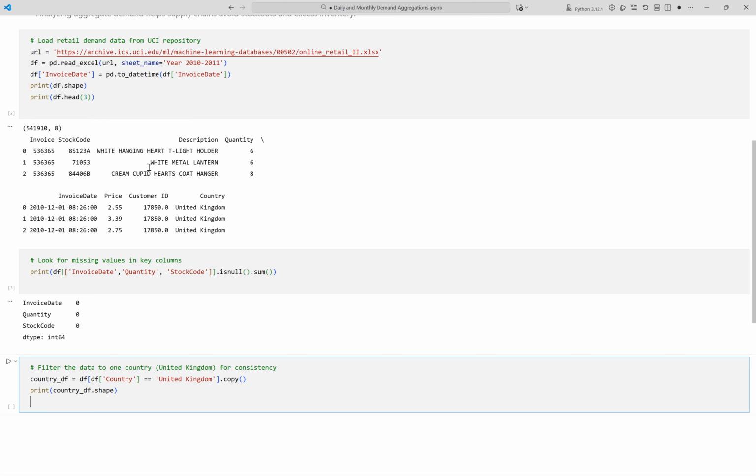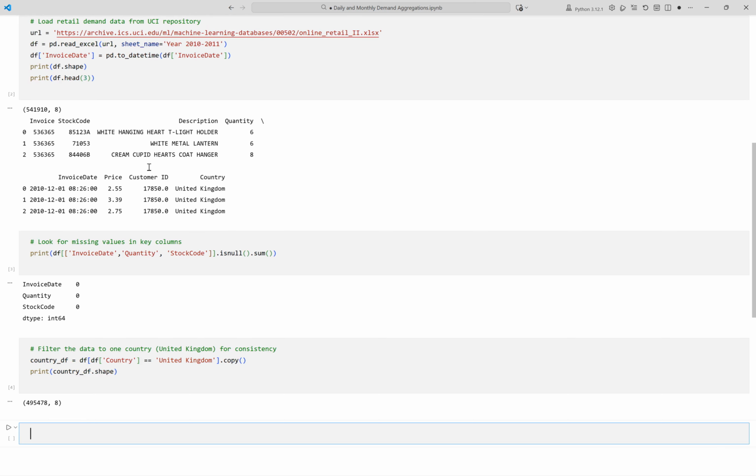Running the cell now. This output shows the filtered dataset for the United Kingdom contains 495,478 rows and 8 columns. Notice the large volume of records, reflecting many individual sales transactions that act as demand signals specific to one country. This filtering step focuses our analysis, ensuring demand insights are consistent and relevant to the UK market. Try using other countries and see if demand profiles change.